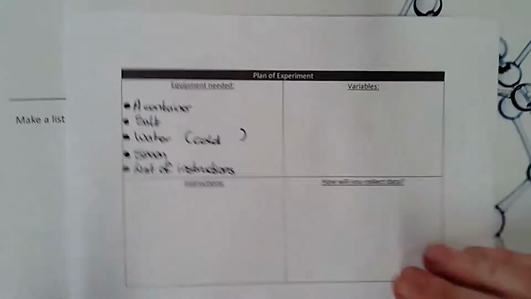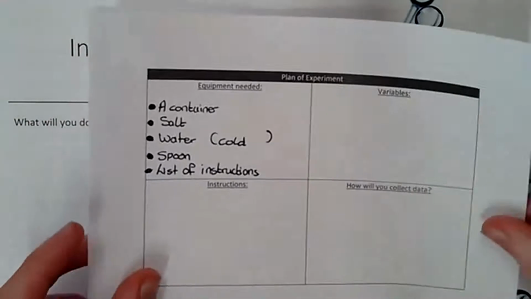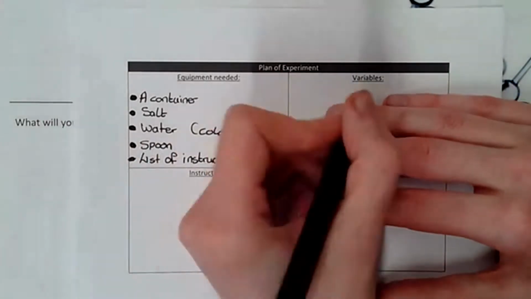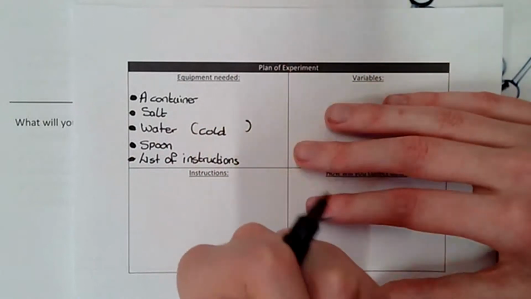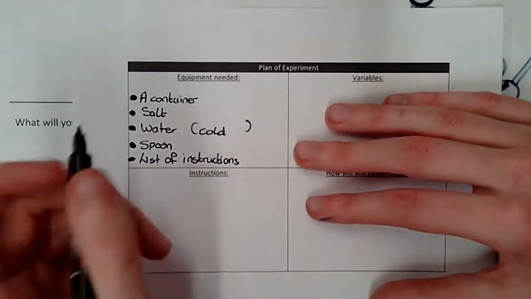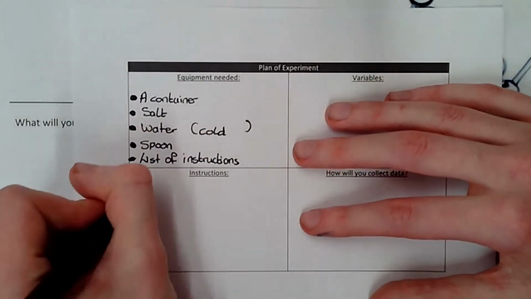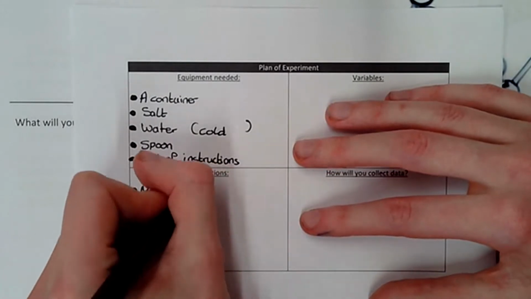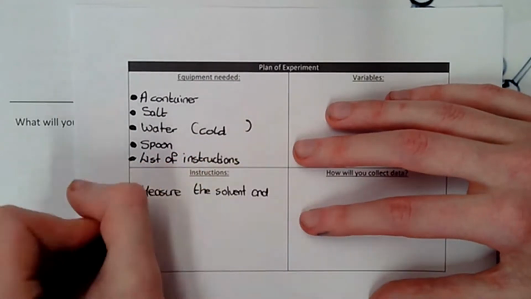I'm also going to think about the instructions and what I'm going to do in my experiment. Okay, so if someone else is going to conduct this experiment, I need to make a list of instructions that's going to be easy for them to follow. So in a moment I'm going to discuss the variables which are up here, like the amount of water, the amount of salt, how many stirs, how long I'm going to leave it sit, where I'm going to place it, and the temperature of the water, and so on. So my first instruction is going to be, you're going to have to measure the solvent and pour into a container.